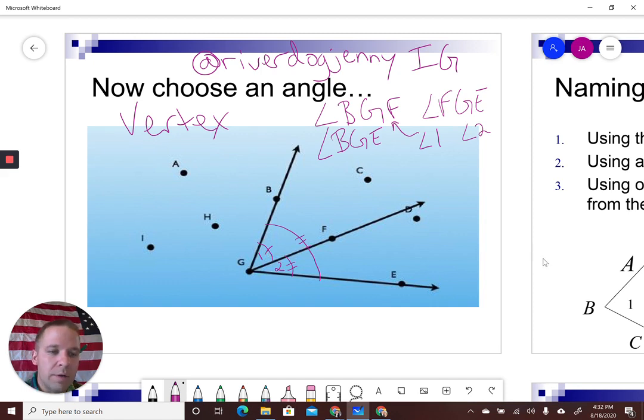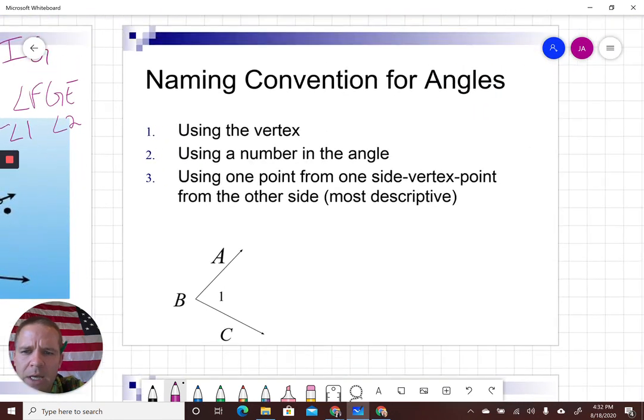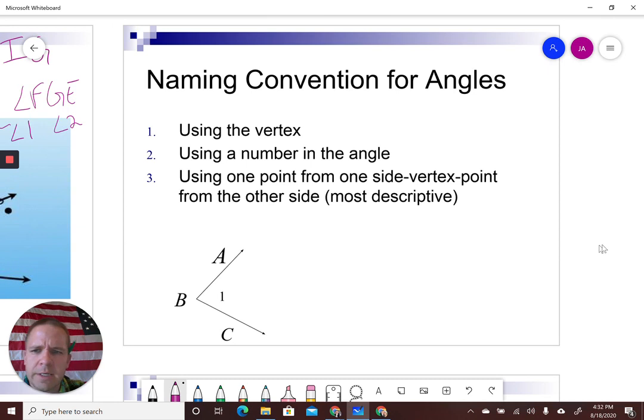Only those small ones. Lovely. Awesome. So let's formally write some of that stuff down because it's quite the exciting stuff. So using the vertex, which would be the single letter, angle B in this case in the diagram down here, using a number in the angle, that's angle 1 then, and then using 1 point from one side, then the vertex, and the point from the other side.